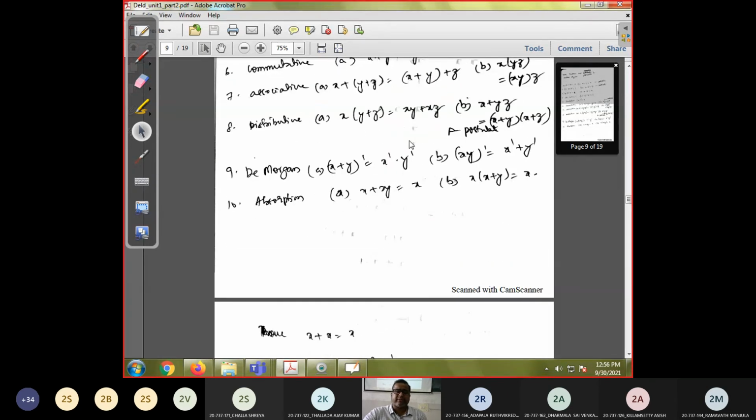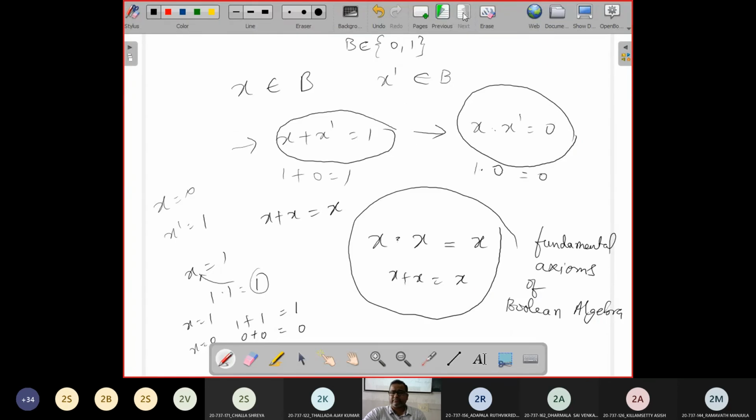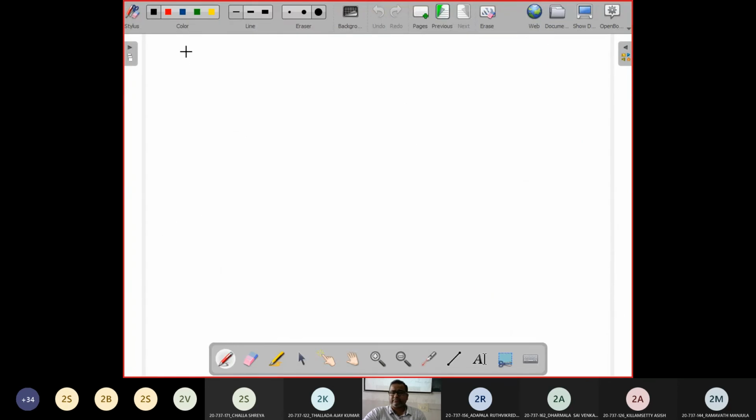So let us prove some things here. As a first one, x plus x equals x. How do you prove that? How do you prove x plus x equals x? You have to use fundamental axioms in order to prove it, the fundamental axioms of Boolean algebra, whenever you want to prove these things.